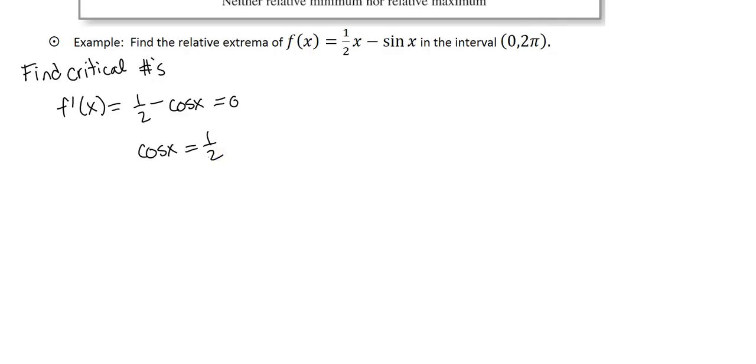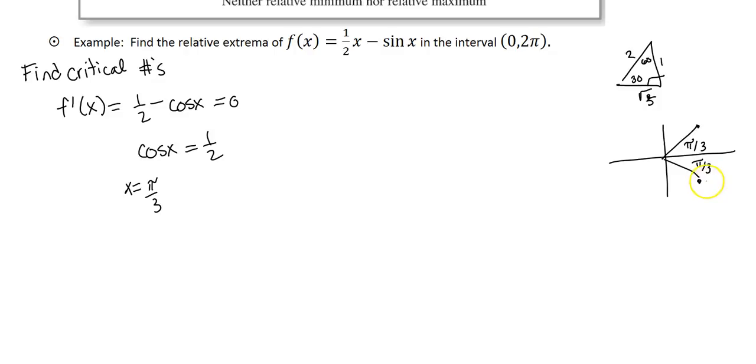And we know from our 30, 60, 90 triangle and from our unit circle that the angle that has a cosine of 1/2 would be the 60-degree angle, so that's pi over 3. And since we're between 0 and 2 pi, we need the pi over 3 this way and this way would both give us a positive 1/2 for our x. So that's going to be 5 pi over 3. So you take the 2 pi and subtract pi over 3. So those are my two critical values.